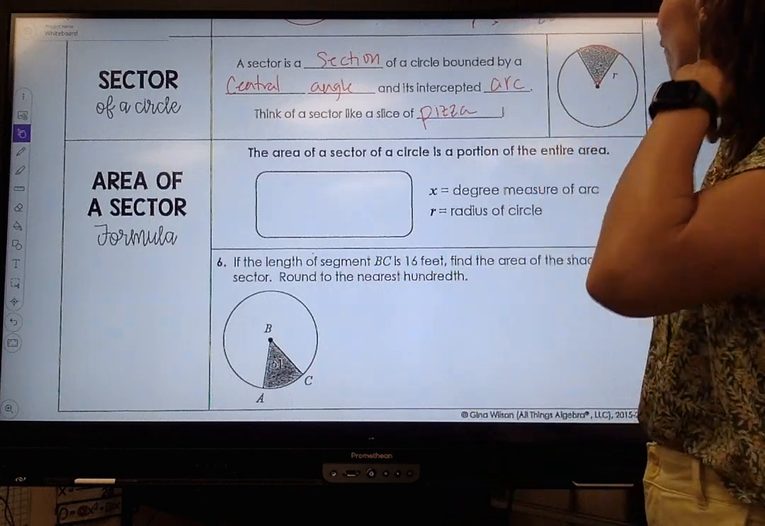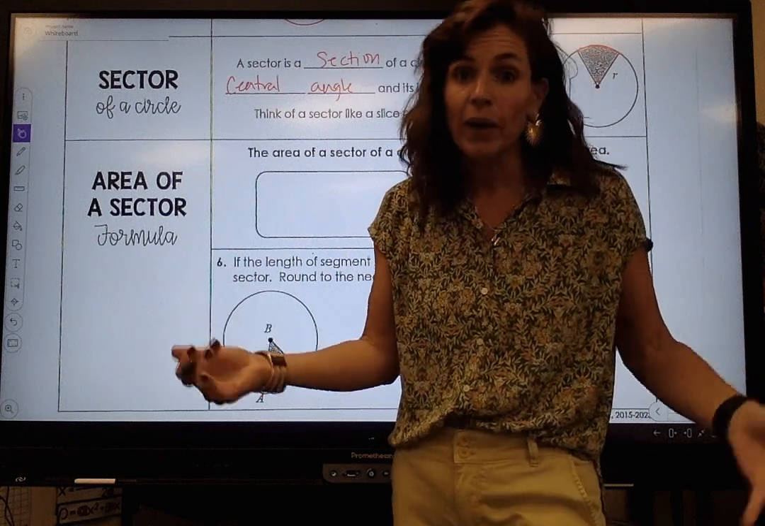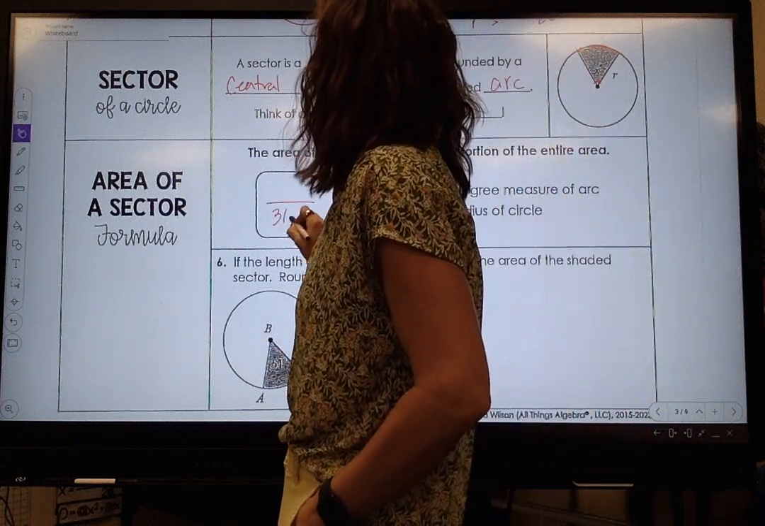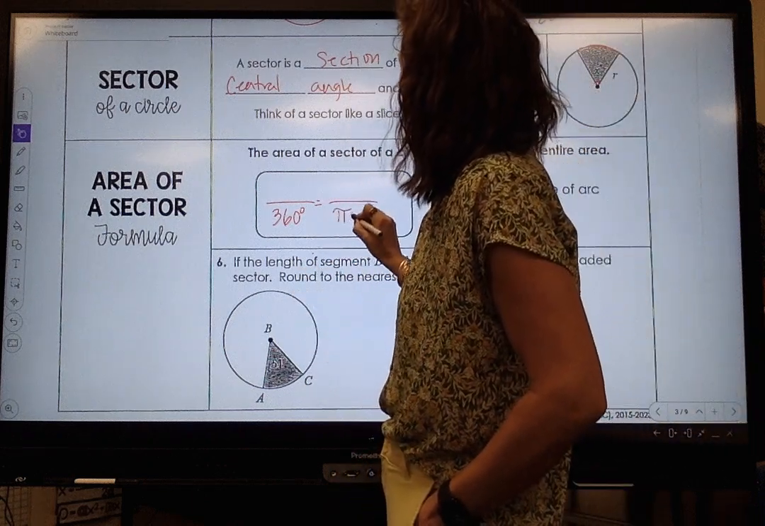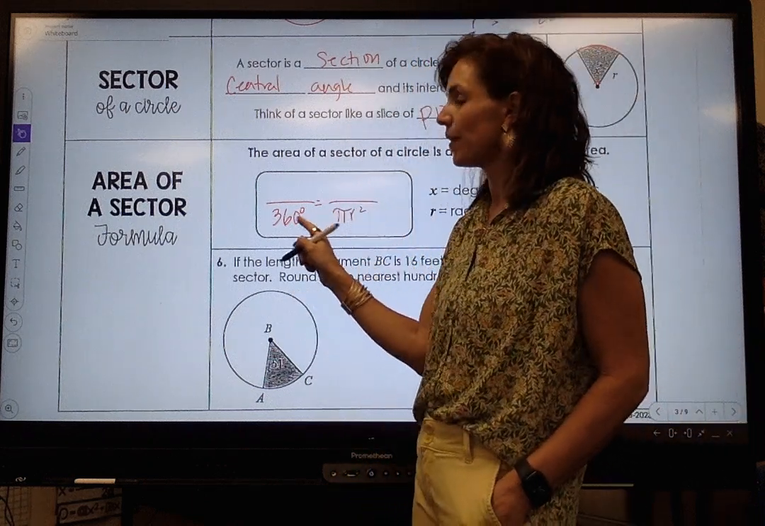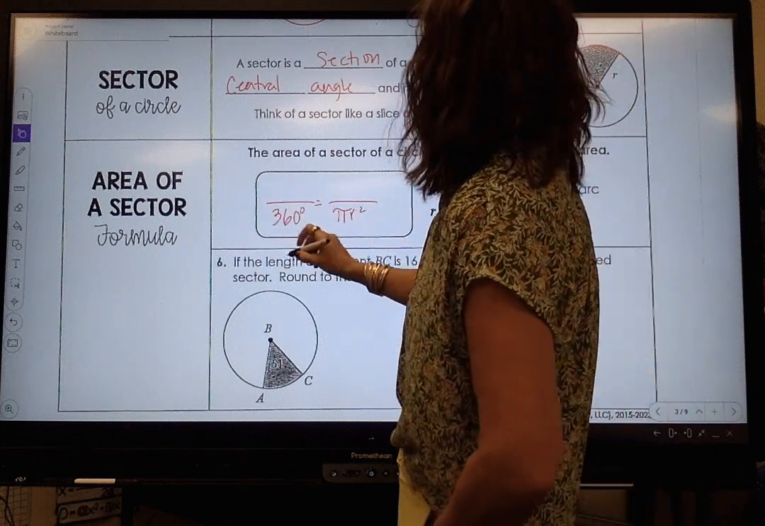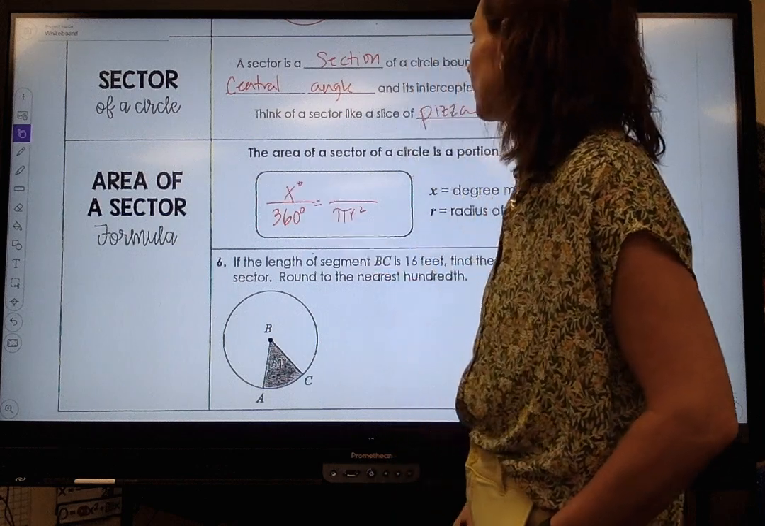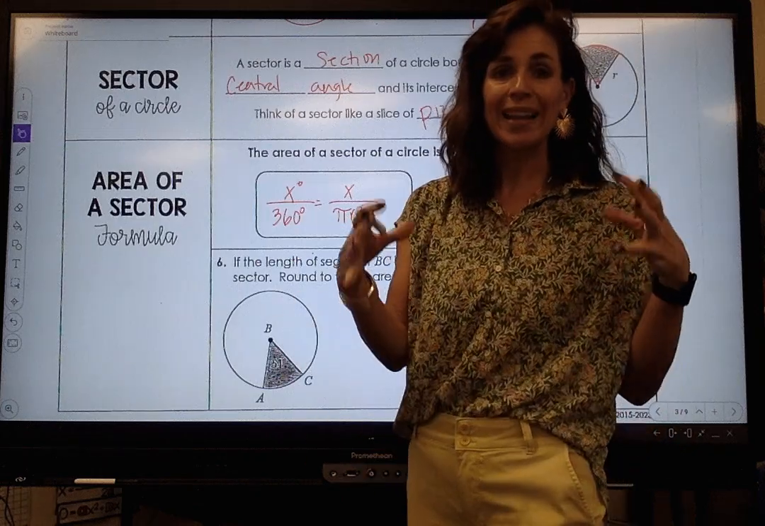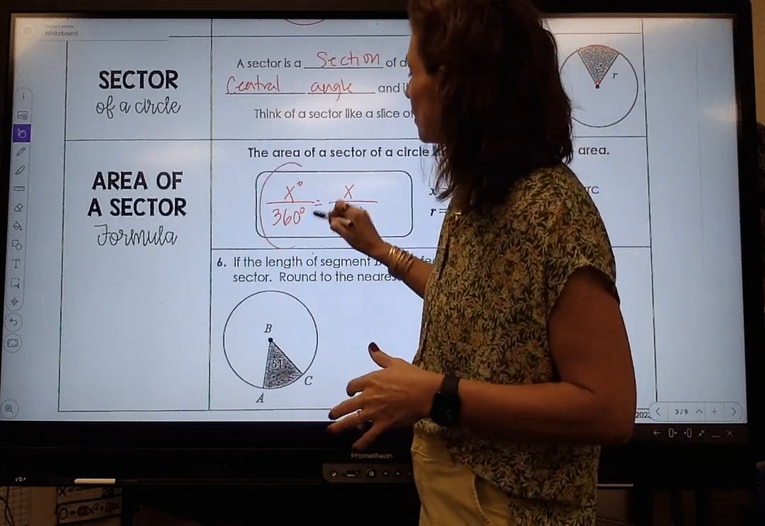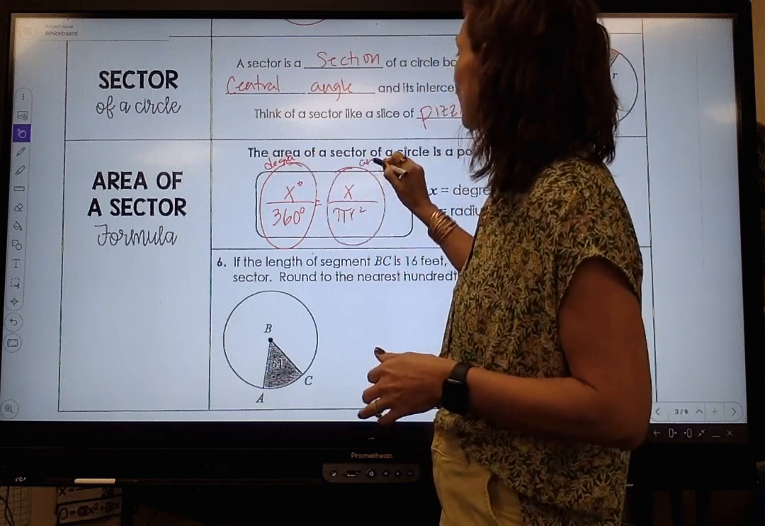All right, now to find the area of a sector, I like to think of this as a proportion. You know that there are 360 degrees in a circle, and I know that pi r squared is the area of that circle. So if I know the degree measure of an arc, I can find the section of my circle. So I like to set it as a proportion. This represents degree measure, and this represents area measurement.